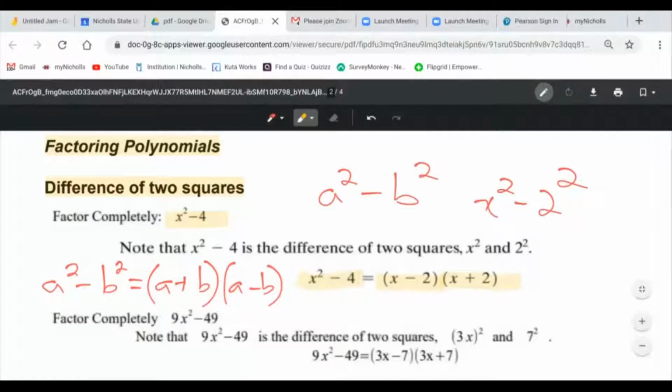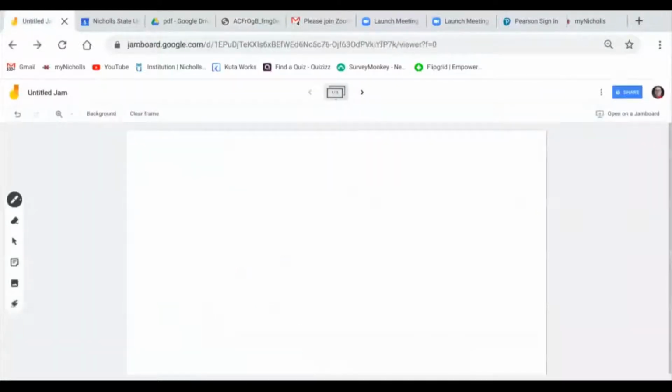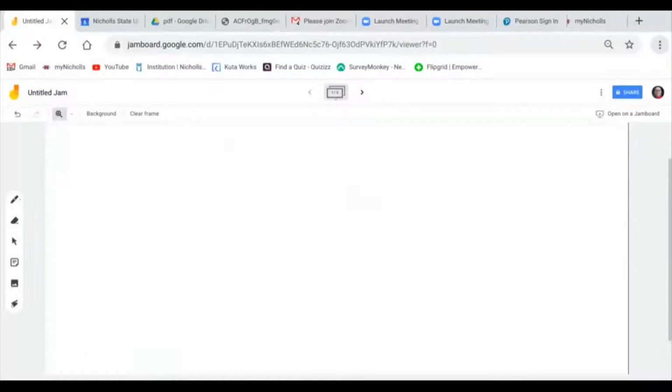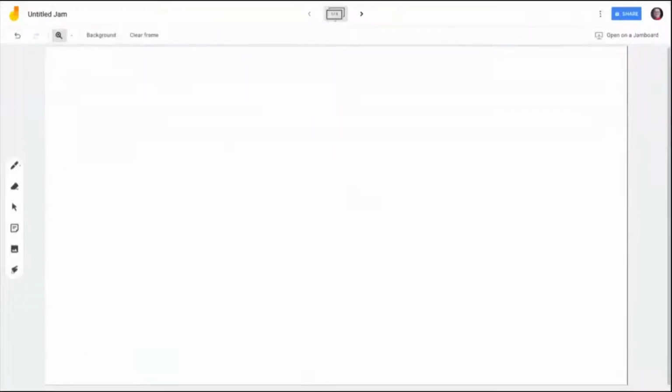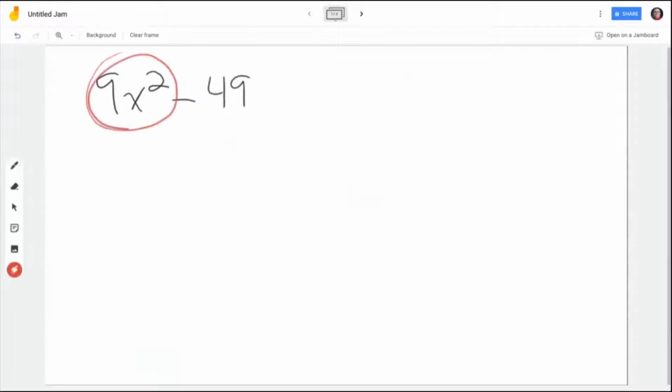Okay, so let's look at a different example. Go ahead and zoom that in some. And let's full screen that. All right, so for example, let's say we have 9x squared minus 49. What we have to determine is is this some term squared and is this some term squared? We already know it's the difference. We got the minus sign between those two, so that's good to start with.